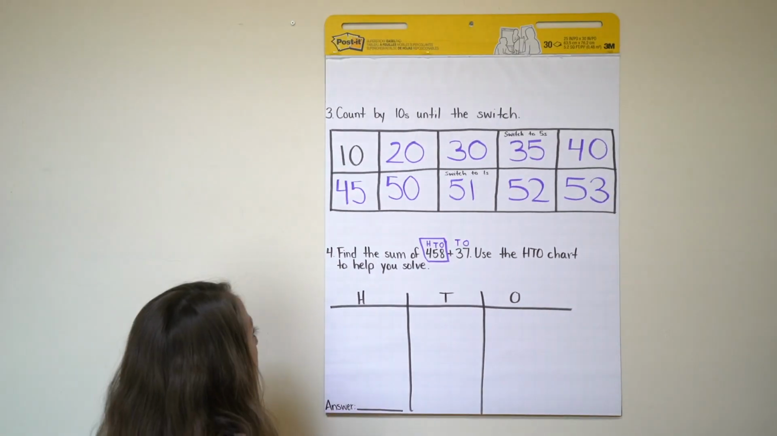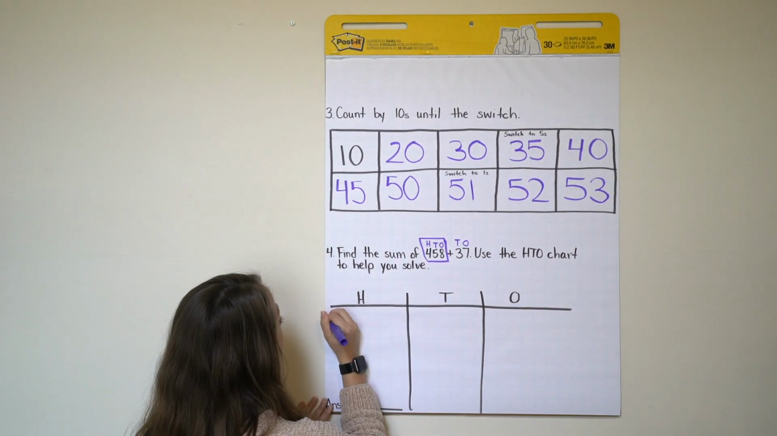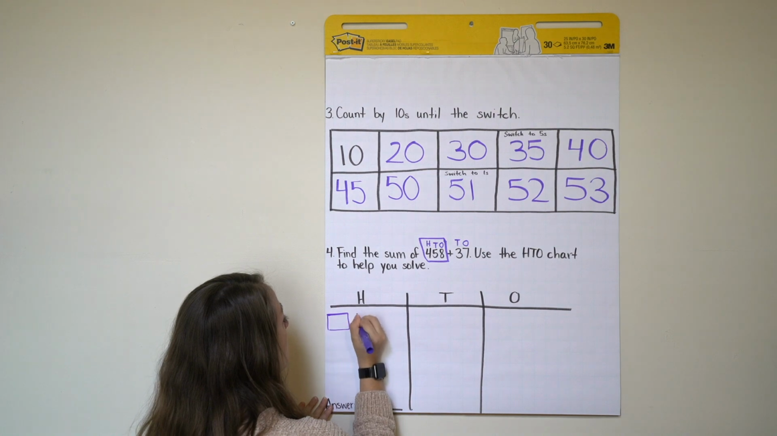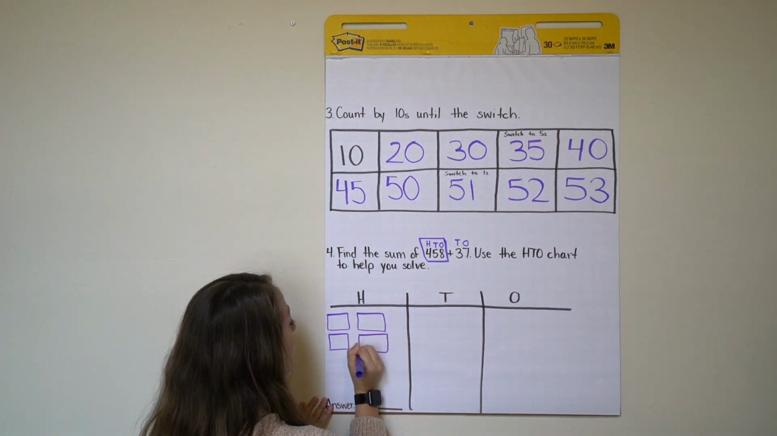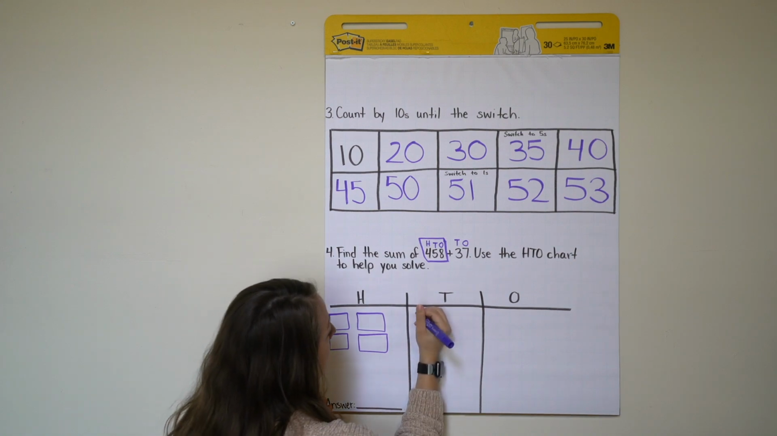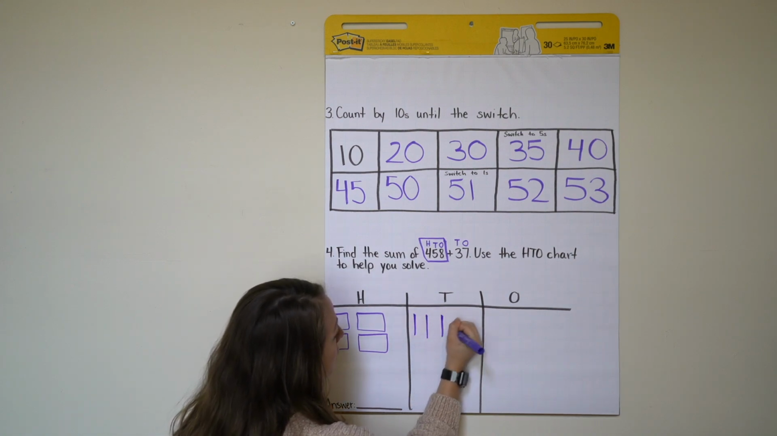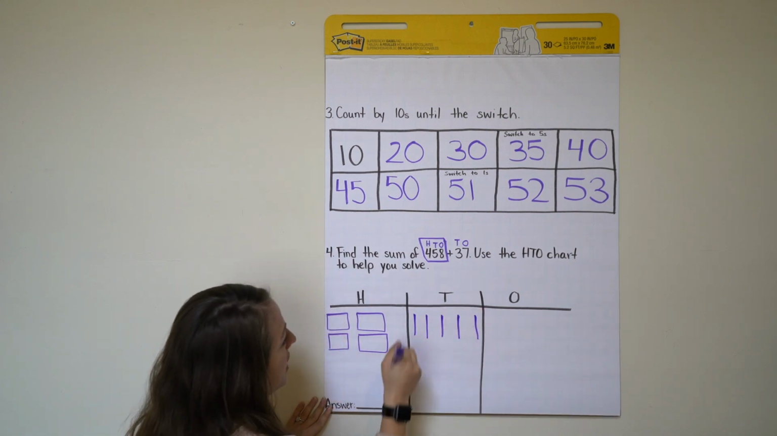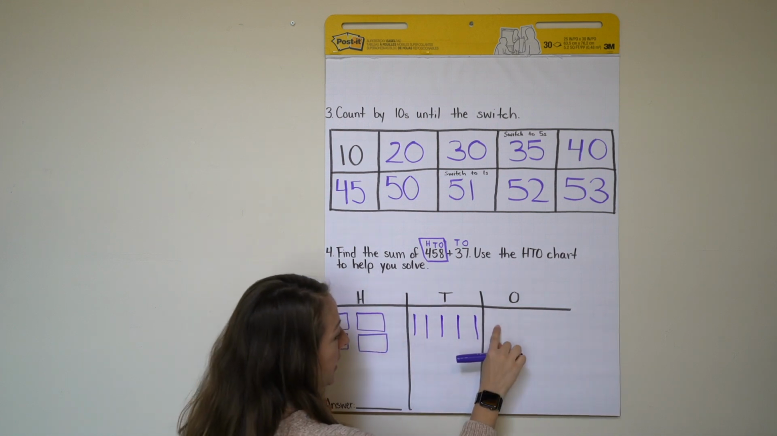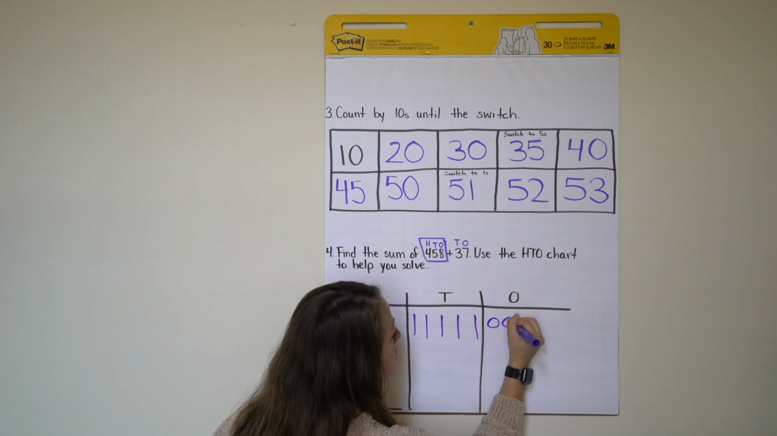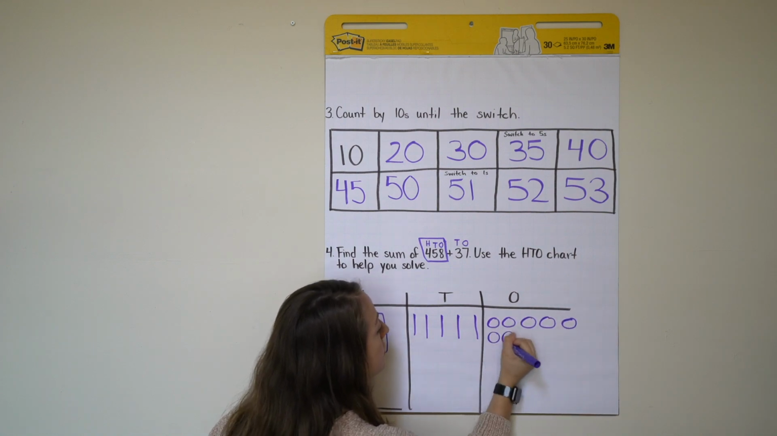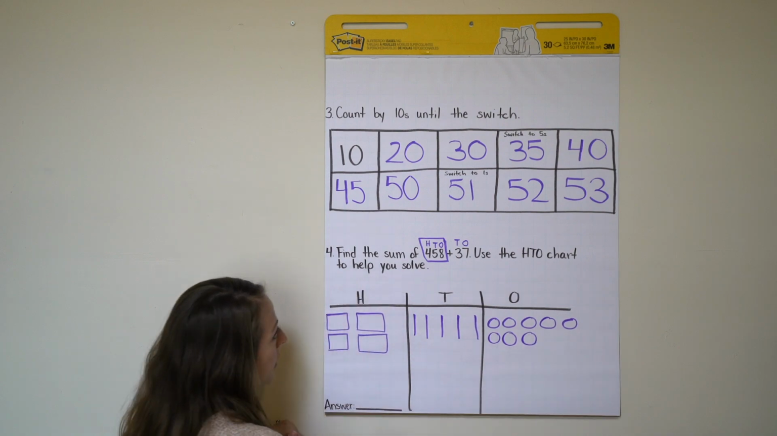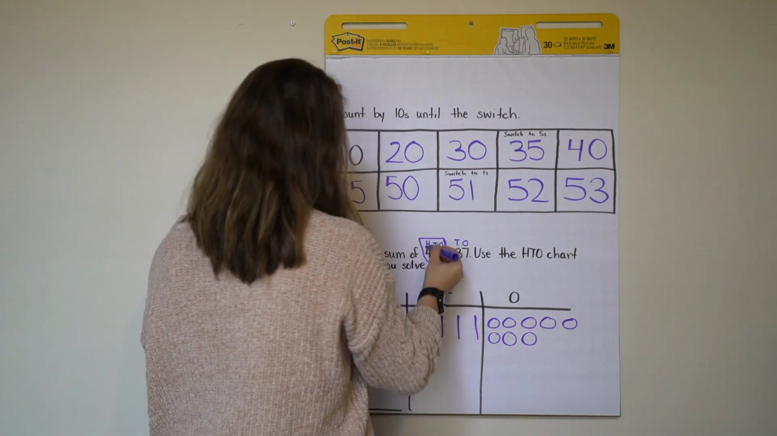Okay, I'm going to start drawing. So I have 4 hundreds. 1, 2, 3, 4. 5 tens. 1, 2, 3, 4, 5. And then 8 ones. Remember, I like to put my ones into rows of 5. So 1, 2, 3, 4, 5, 6, 7, 8. Okay, so we finished this.